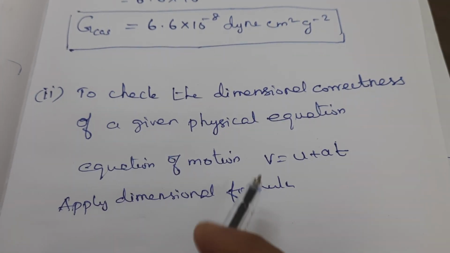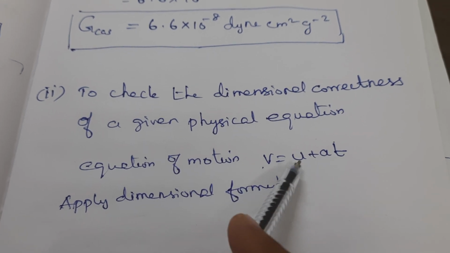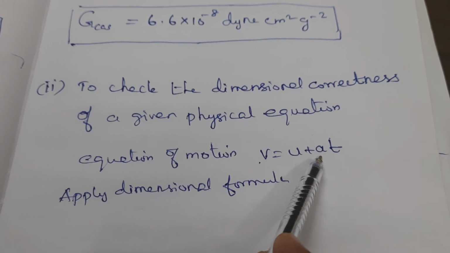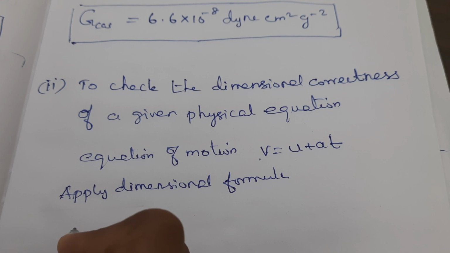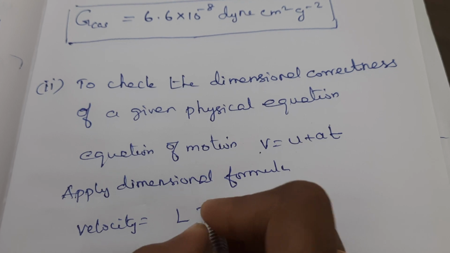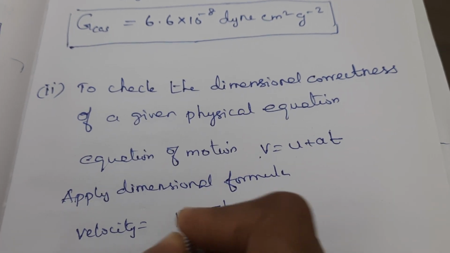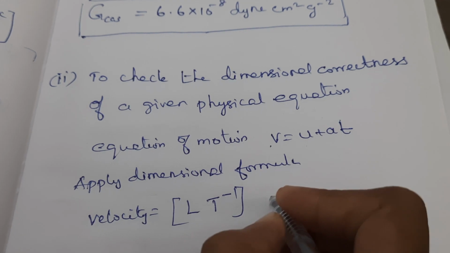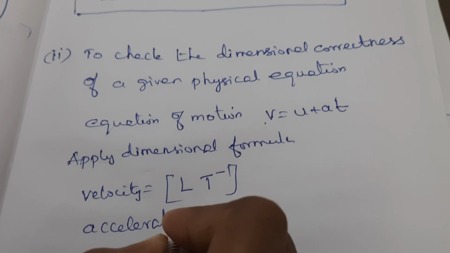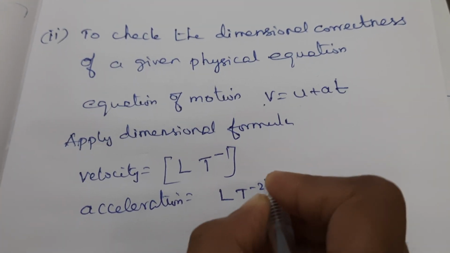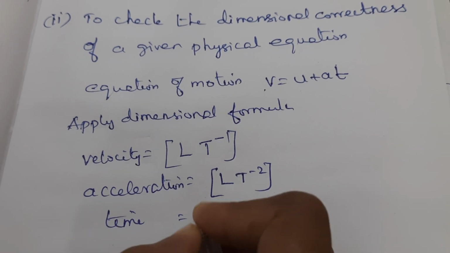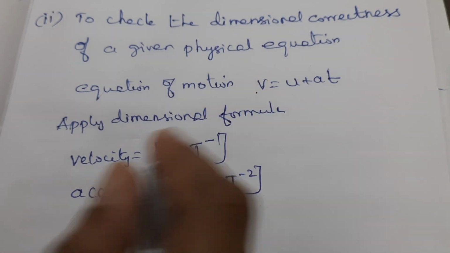v is final velocity, u is initial velocity, a is acceleration, t is time. So what is the dimensional formula for velocity? For velocity, the dimensional formula is LT raised to minus 1. So for v and u, the same formula. What is the dimensional formula for acceleration? LT raised to minus 2. What is the dimensional formula for time? It is T.